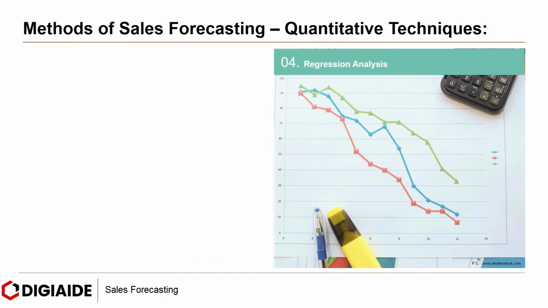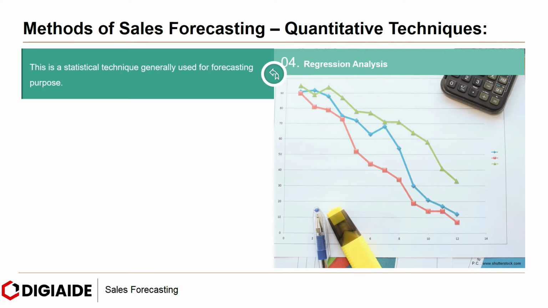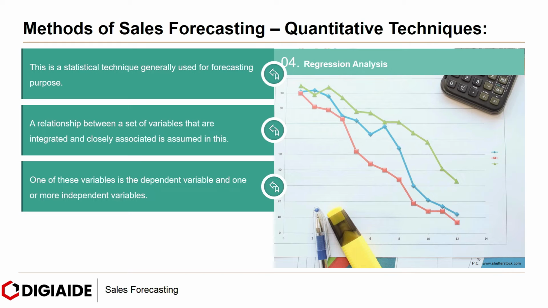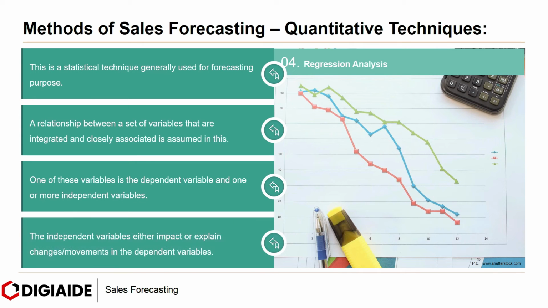Fourth, regression analysis. This is a statistical technique generally used for forecasting purposes. A relationship between a set of variables that are integrated and closely associated is assumed in this. One of these variables is a dependent variable and the others are one or more independent variables. The independent variables either impact or explain changes or movements in the dependent variable.